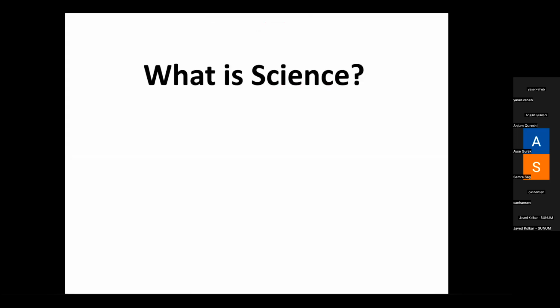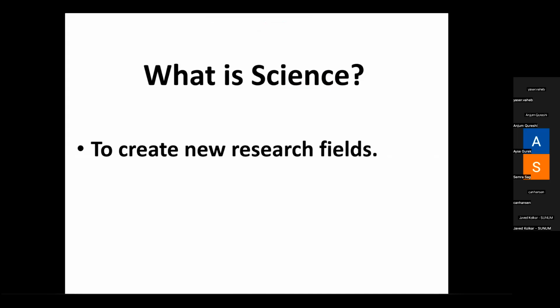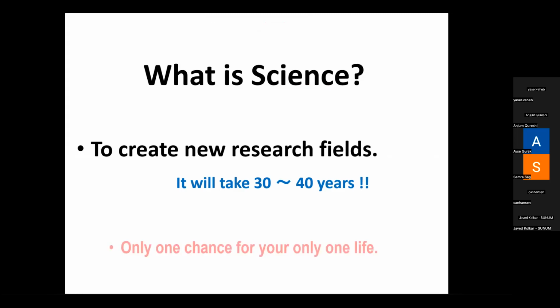So as I told you, what is science? To create a research field, it will take 30, 40 years. Only one chance for your only one life. In Japan, people survive around 90 years old on average, similar to Turkey. But every day you sleep 8 hours. Every day is 24 hours, and you sleep 8 hours. That means one third you are sleeping.